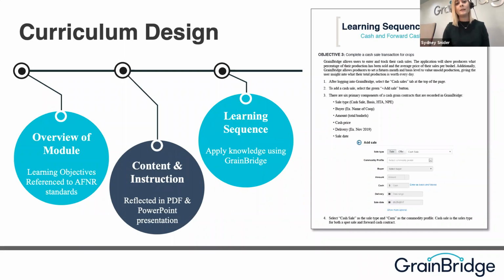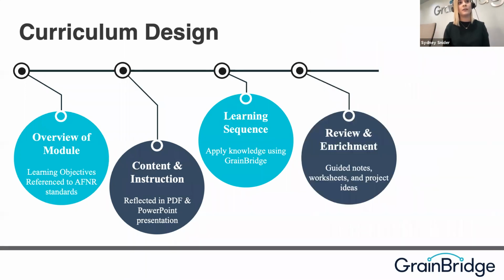And then the final piece is the learning sequence, which is our application to what students are learning in the classroom. This is where they would then go into the GrainBridge risk management platform and begin to enter information that they've just learned. We provide a pretty detailed step-by-step of this process for students and for you to be able to follow. And we also provide sample numbers. You, of course, can have students do their own research and determine their own types of expense prices based off your local area versus what we use as the national average, or you can stick with the numbers that we provide in those learning sequences as well.